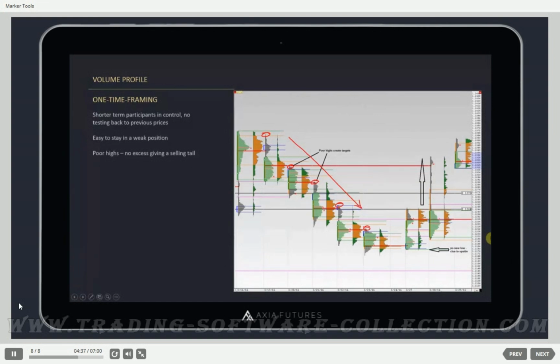They're under no pressure, and what often will then happen is at the end of the one time framing, you see the move take it all back, and that's what you get on this move over here.